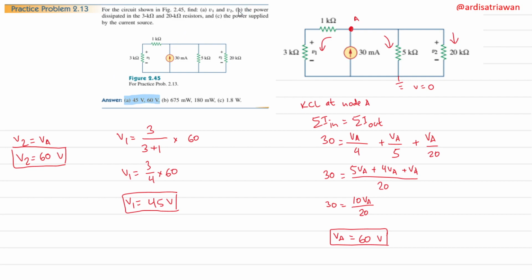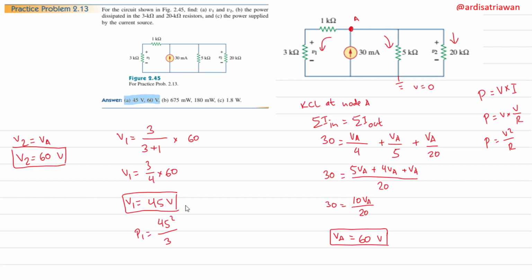And then for question B, the power dissipated in the 3 kilo ohm. We know the voltage. So remember that P is equal to V multiplied by I, but I is just V divided by R, right? So we'll have P is equal to V squared divided by R. And the power dissipated by the 3 kilo ohm resistor here will be, okay, P1, it is 45 squared divided by 3 kilo ohm.